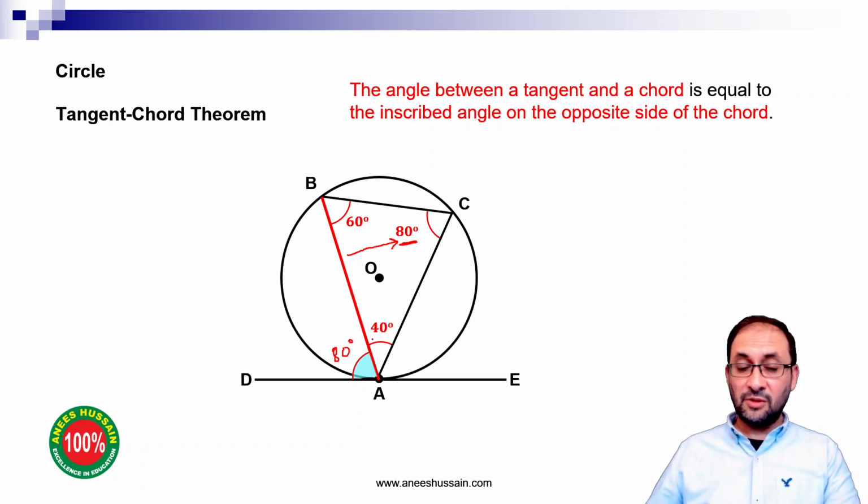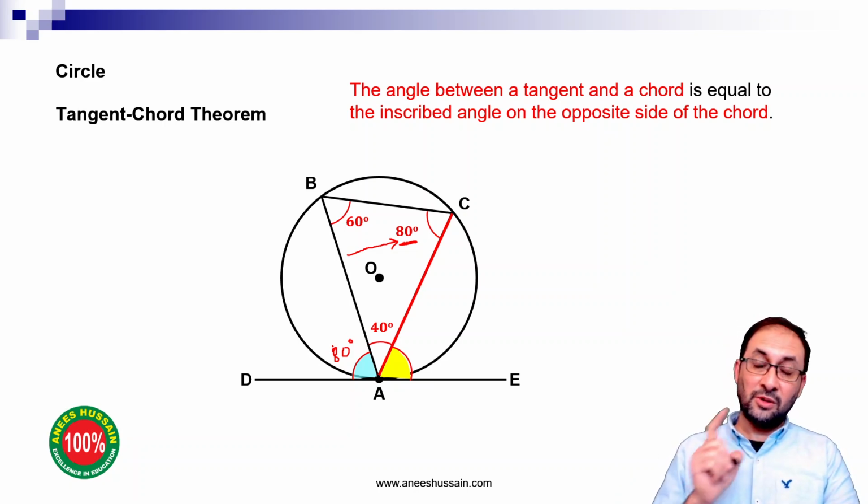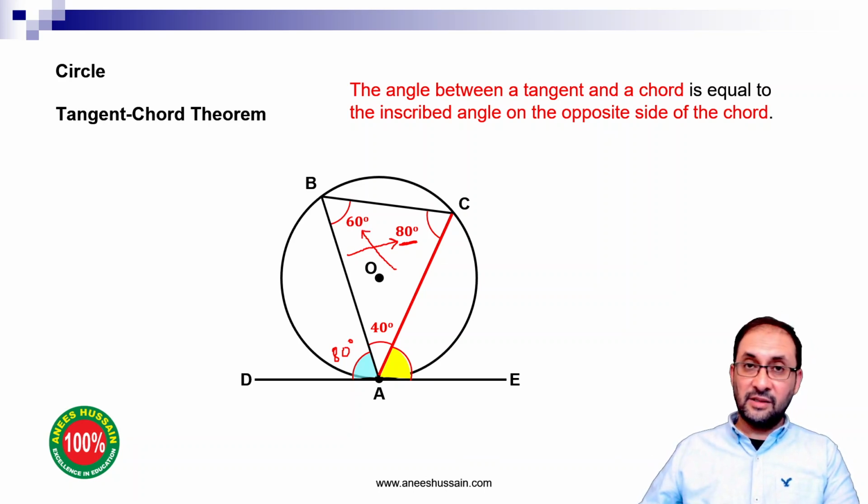Now let's focus on the other chord. The other chord is chord AC. So the angle between chord AC and tangent DE is supposed to be the angle on the right side, this angle that I've highlighted in yellow, and this angle is supposed to be equal to the angle extended by the chord onto the other side. Now chord AC extends the angle on the other side. That angle is 60 degrees. So therefore this angle CAE or EAC should also be equal to 60 degrees. I hope this concept is now clear to you.